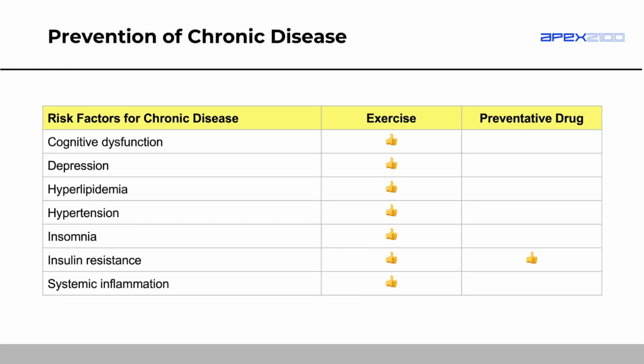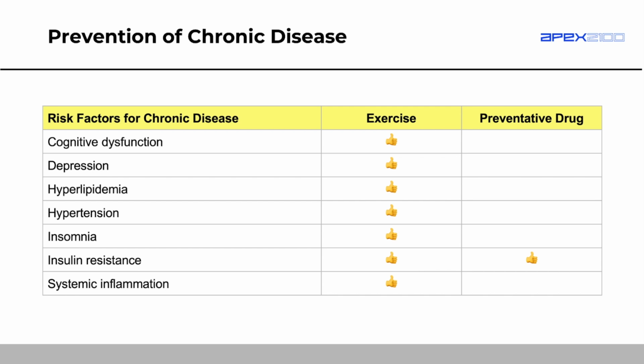Now, another interesting thing I just want to show you is in the prevention of chronic diseases, let's look at exercise versus whether or not there's a preventative drug. So for cognitive dysfunction, this is brain functioning. For depression, for hyperlipidemia, this is high lipids in the blood. So hyper is high, lipid is fats, and emia is blood. Hypertension, which is high blood pressure. Insomnia, insulin resistance, and inflammation are all risk factors that increase our chances of developing a chronic disease.